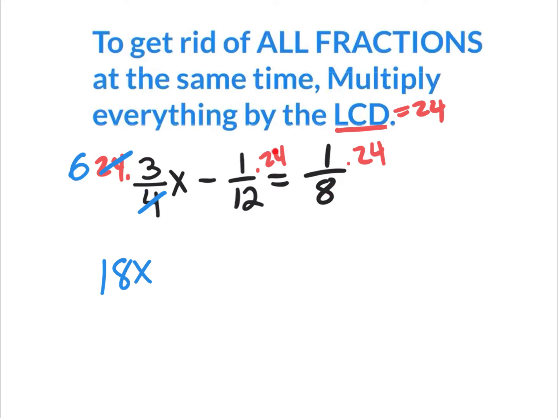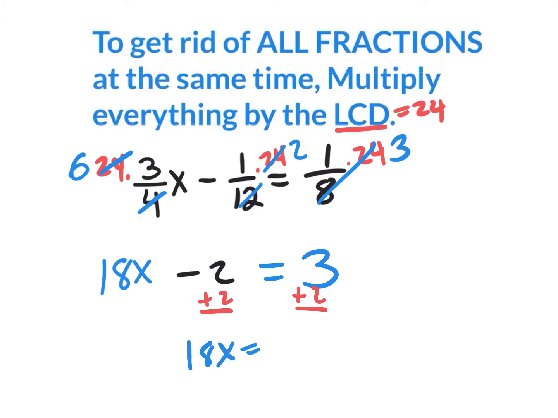And then over here, 24 divided by 12, that will be 2. And of course, negative 1 times 2 will give you a negative 2. And last but not least, 24 over 8, 24 divided by 8 is 3. And 3 times 1 is 3. So you have the same equation. You're going to solve it the same way, add 2 to both sides, and you'll end up with 18x equaling 5, giving us the same answer as before, x equals 5 over 18.